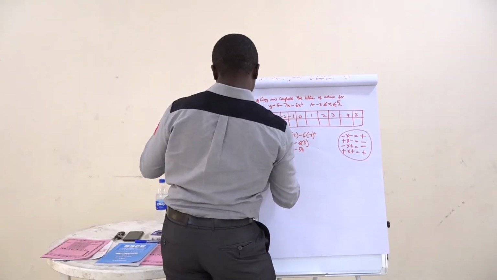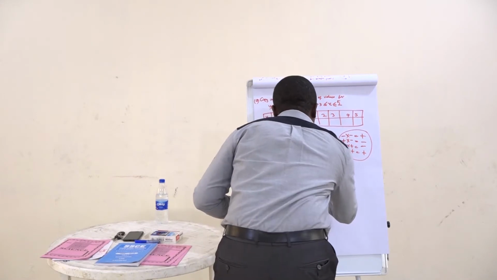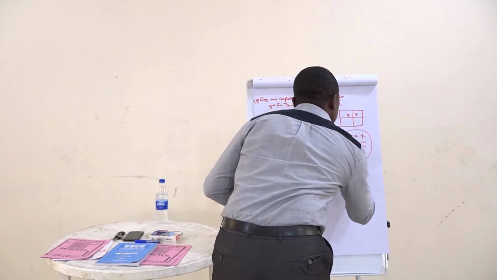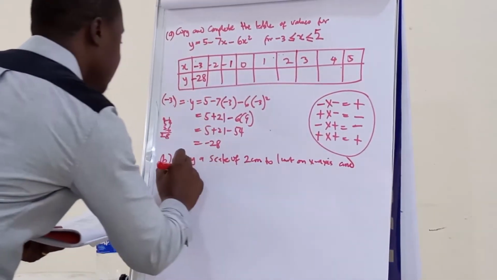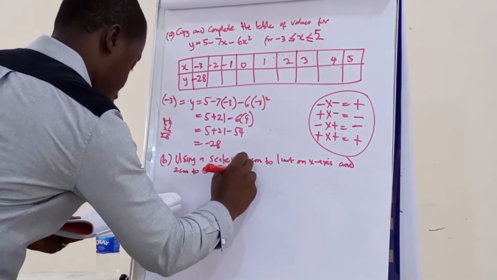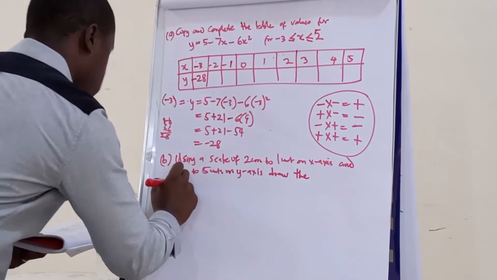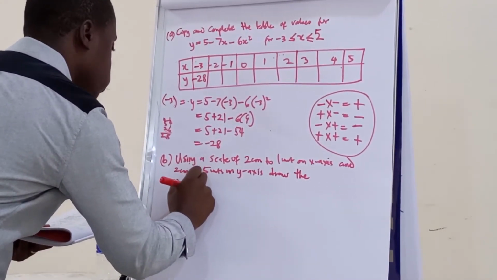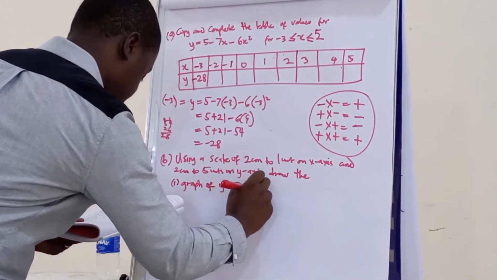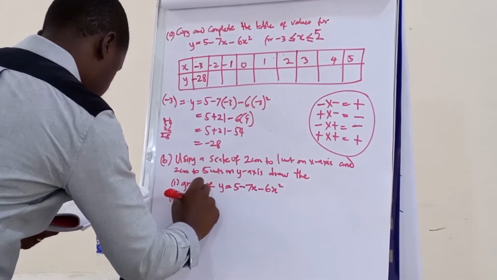The big part of the question says: using a scale of 2 cm to 1 unit on the x-axis and 2 cm to 5 units on the y-axis, draw the graph of y equals 5 minus 7x minus 6x squared.